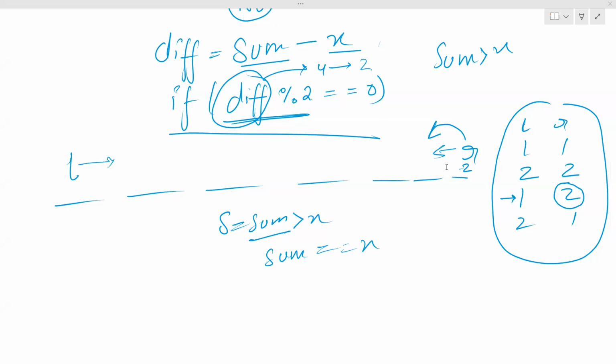Initially your L is at the first place, R is at the last index, and there are these 4 possibilities. If the Rth index is having a 2, and you shift your R one place to the left, your sum is now from L to R, and your difference between sum and x will still be a multiple of 2. You haven't changed the parity of the sum. It is still a multiple of 2, so that's why you haven't changed the parity of the difference. Is it clear now?